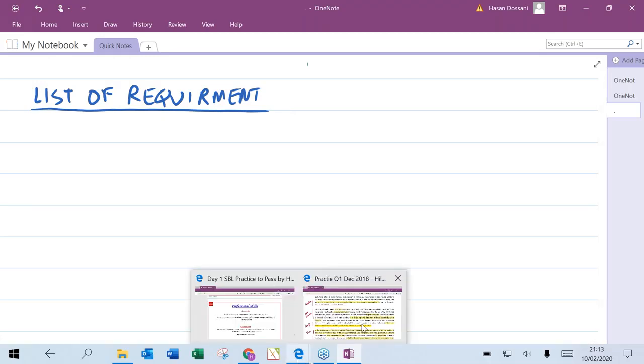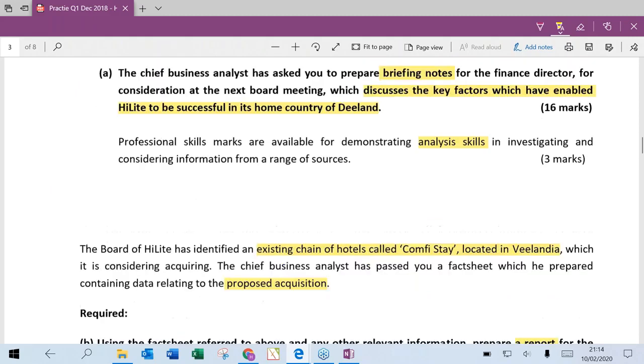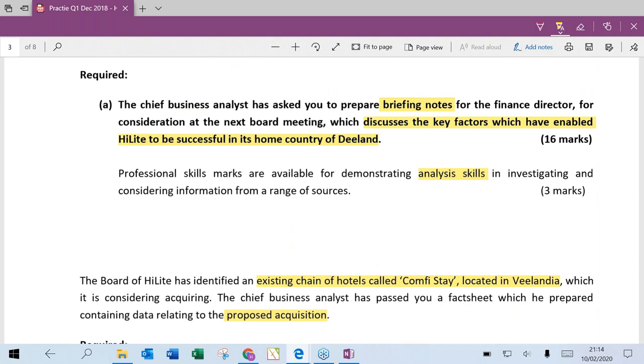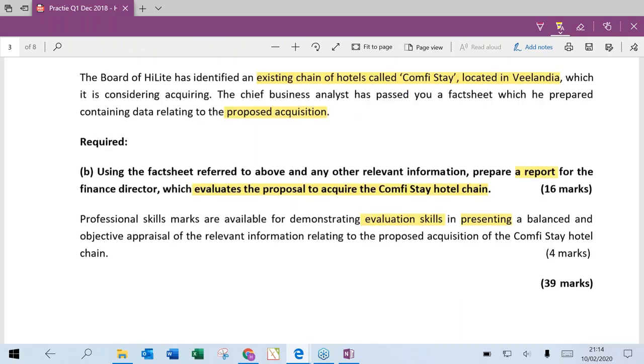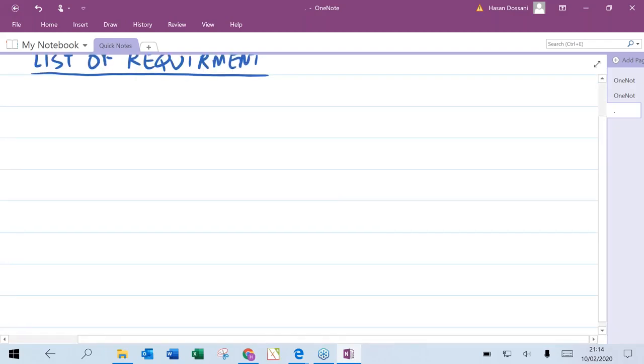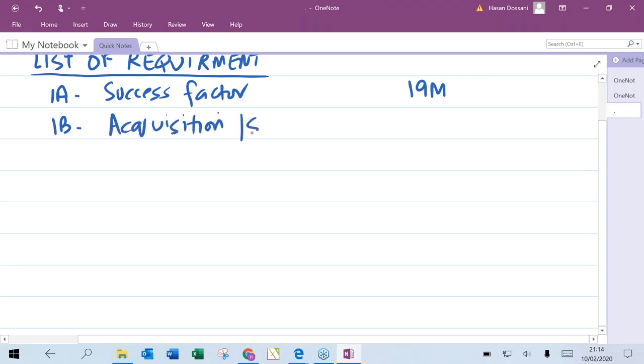Right, list of requirements. What do we do now? I will just quickly go to the question. I don't want to rely on my memory. 1A, success factors. And how much is the marks for success factors? 16 plus 3 professional, 19 marks. And 1B is evaluate the proposal to acquire. How much is the marks? 16 plus 4, 20 marks. I would quickly go there and I would say 1A. Did you see what I just did?